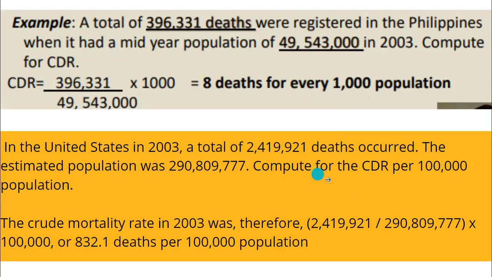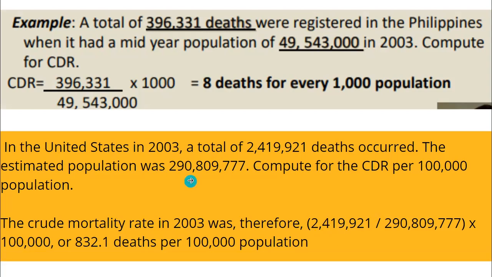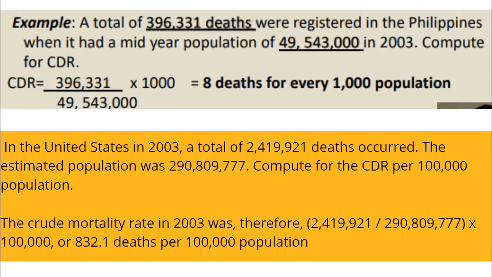But since I mentioned a while ago that if I specify the factor to be used, then you need to use that factor. Okay? So per 100,000 population. So the crude mortality rate in 2003 was the total number of deaths, which is 2 million here, divided by the total population in that particular year, which is 290 million. We multiply the quotient with the factor, which is 100,000, and we get 832.1 deaths per 100,000 population. Very easy.